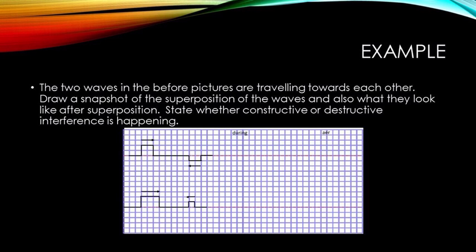The two waves in the picture before are traveling towards each other. Draw a snapshot of the superposition of the waves and also what they look like after superposition. State whether constructive or destructive interference is happening.